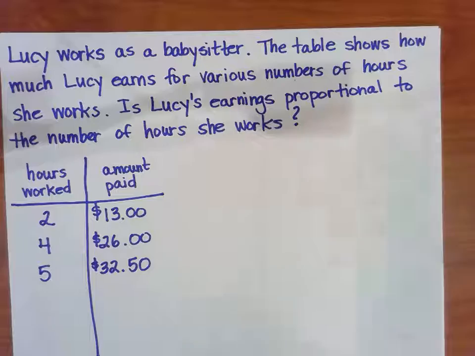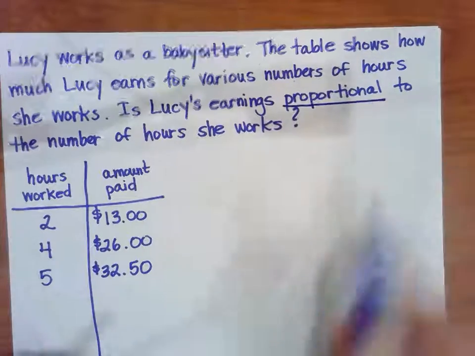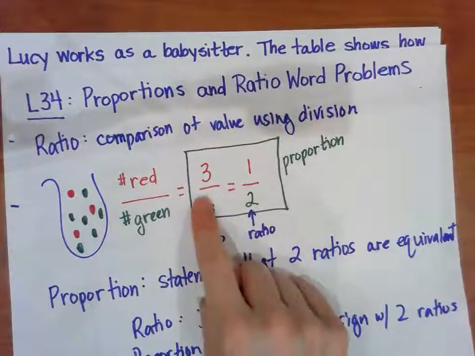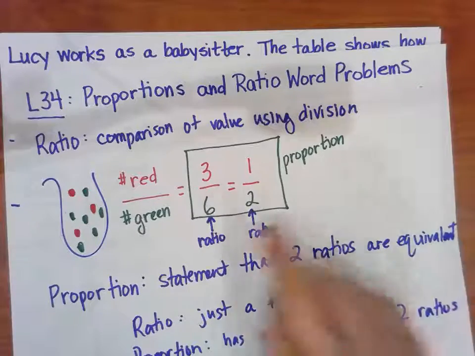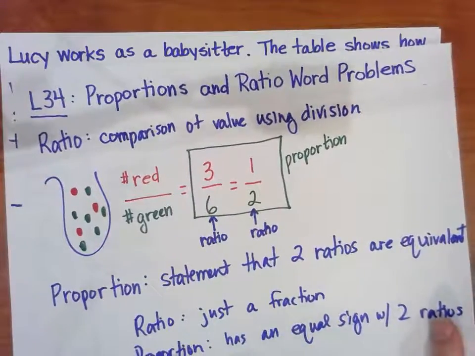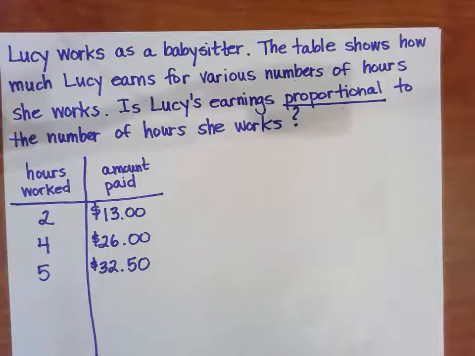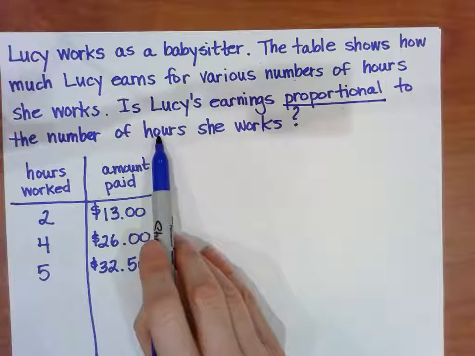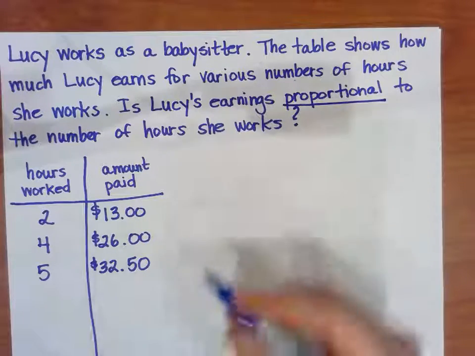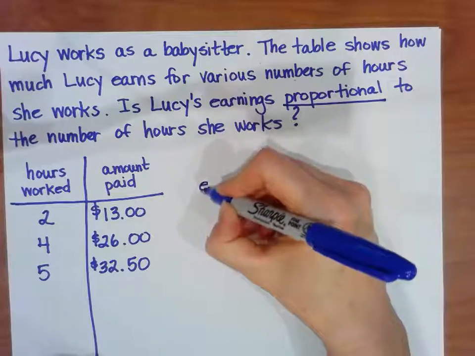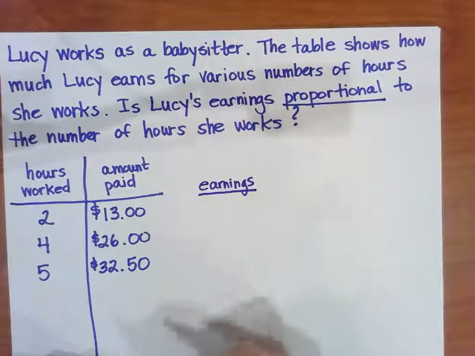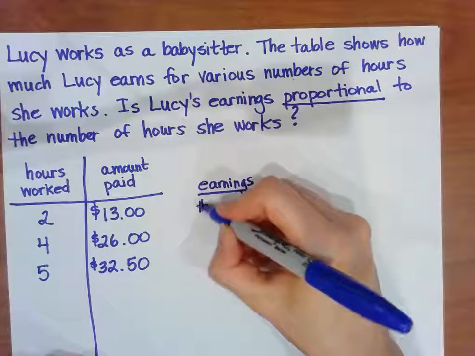Okay, so for something to be proportional, to say that something is proportional, what we would say is that when we write all the ratios, if they're equal to each other, then we have a proportional relationship. So in this kind of a problem, we want to look at the proportion of the number of hours that she works and her earnings. So let's look at her earnings, and the ratio of that to the number of hours worked.